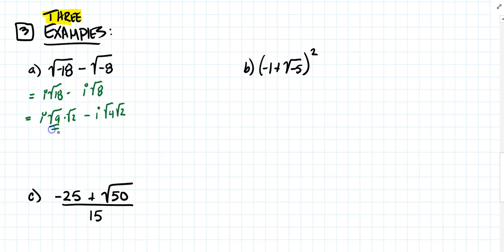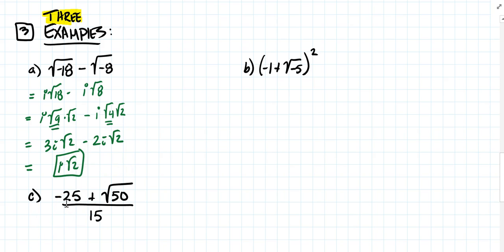The square root of 9 is the number 3, so this is going to give me 3i rad 2. And of course the square root of 4 is the number 2, so this is minus 2i rad 2. Now since I have rad 2s, I have like terms here. I have 3i rad 2 minus 2i rad 2, which make 1i radical 2. So the correct answer is just i radical 2.